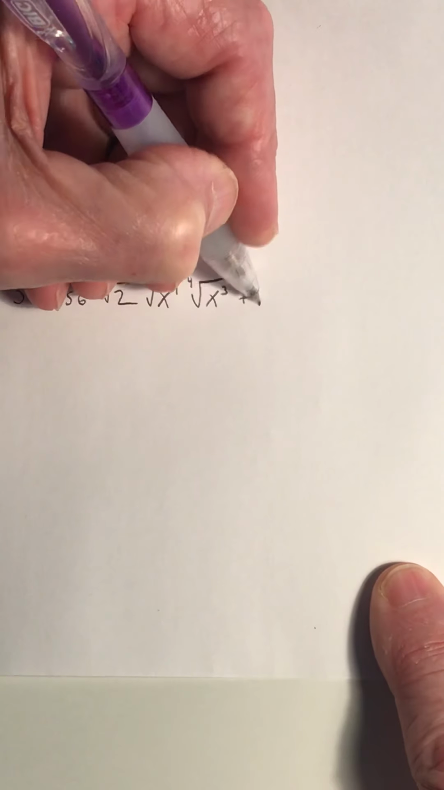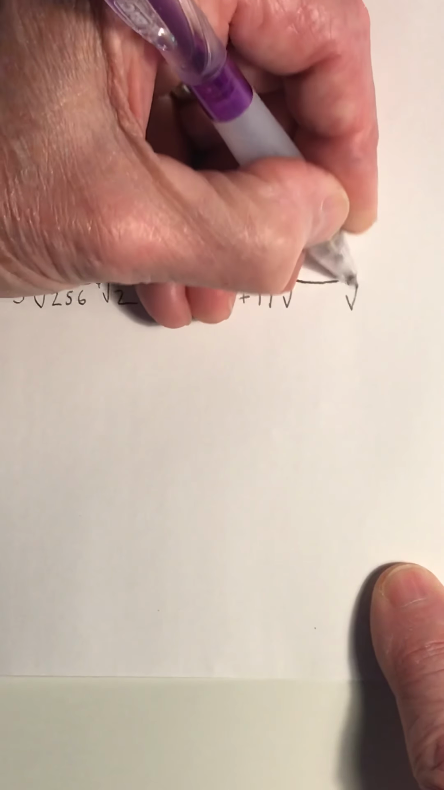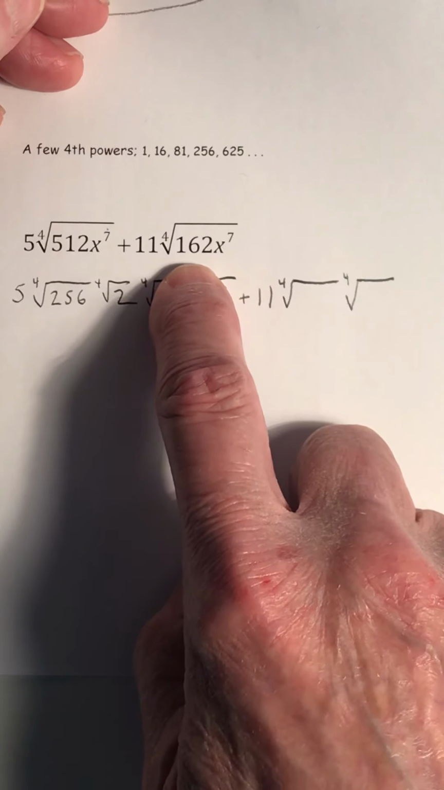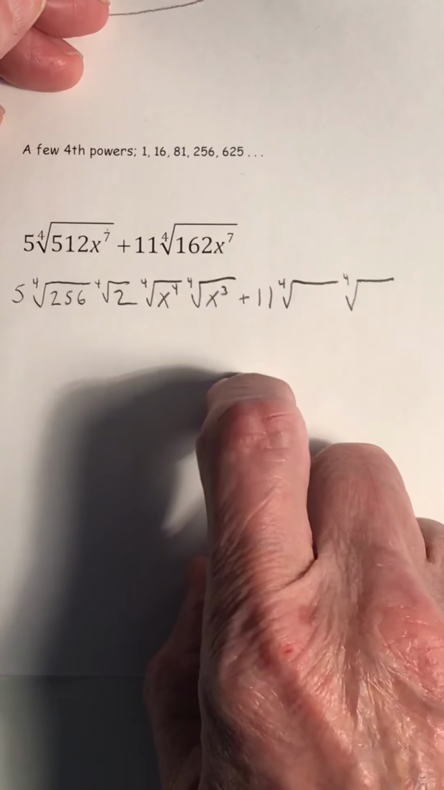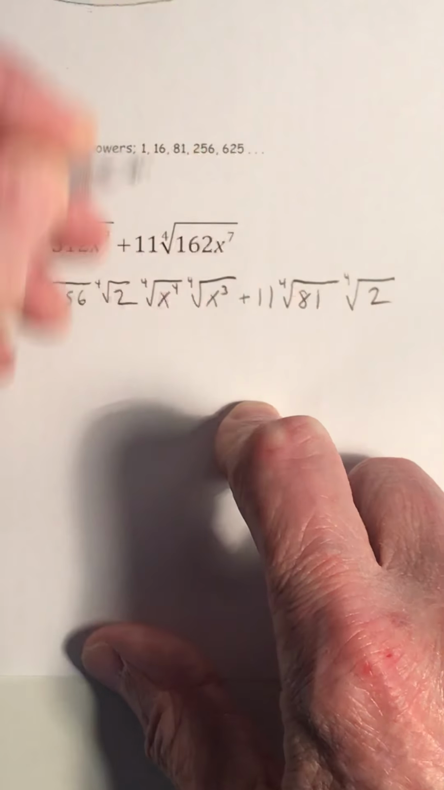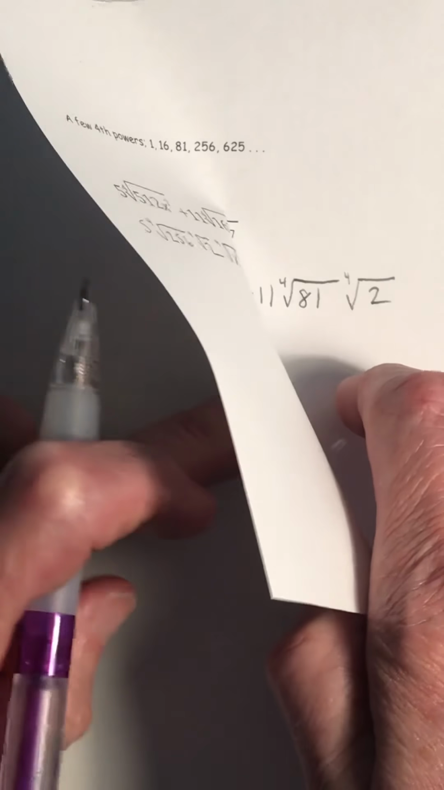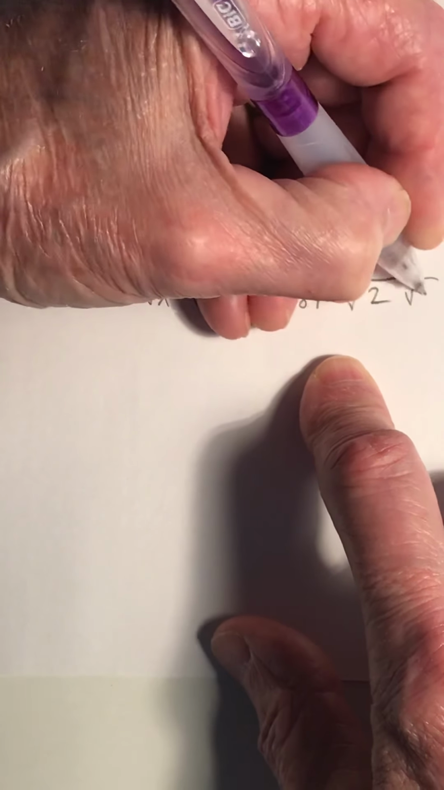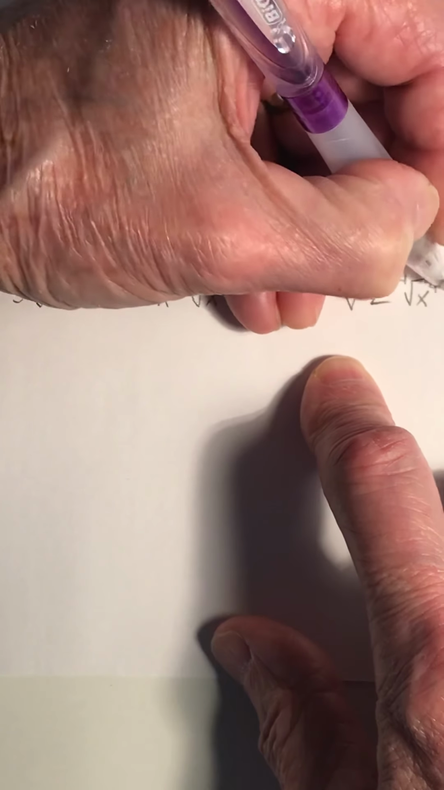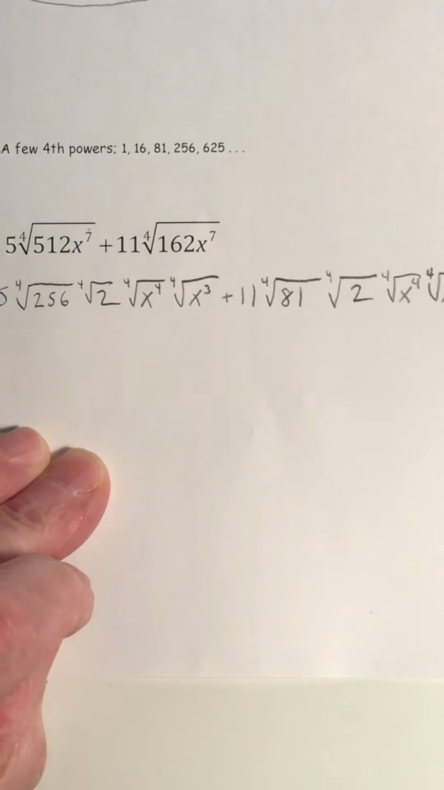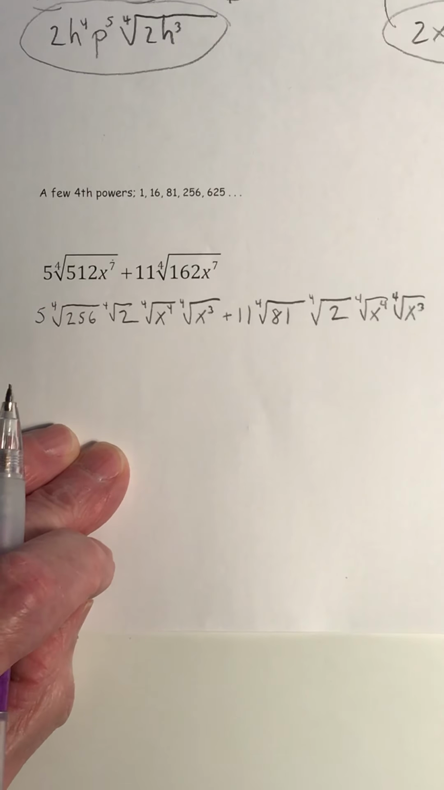Plus 11 fourth root of 162. That is not a perfect fourth power, but if you divide 162 by 2, you get 81. 81 is a useful number here, a perfect fourth power. And then there's that x to the 7th again, so we'll treat it the same way. Whoops, I need a little more room here. Zoom out just a bit more.